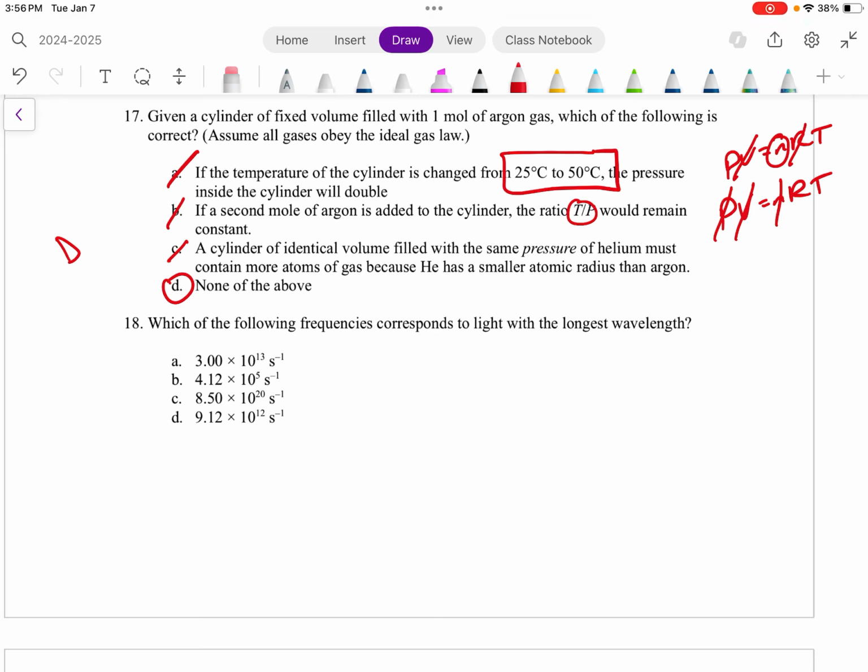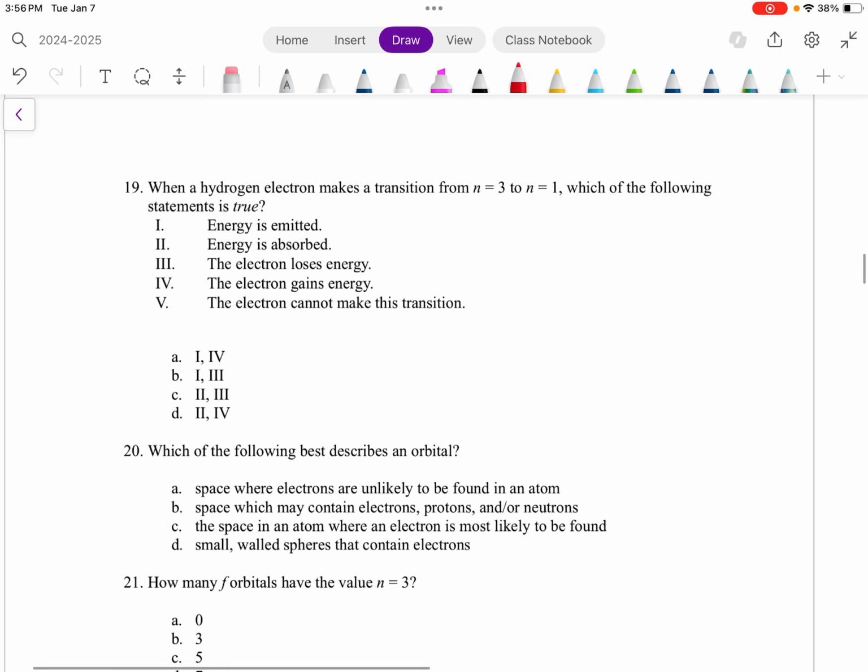Which of the following frequencies corresponds to light with the longest wavelength? So remember, frequency and wavelength are inversely related. So for the longest wavelength, we're looking for the shortest frequency. So we're looking for the smallest number here, which was B.